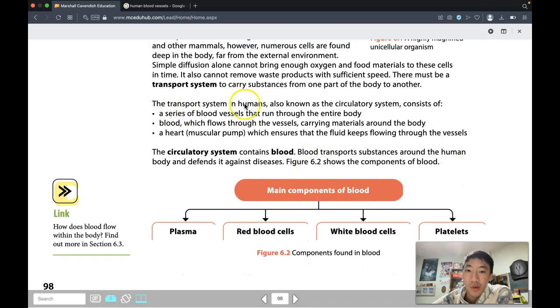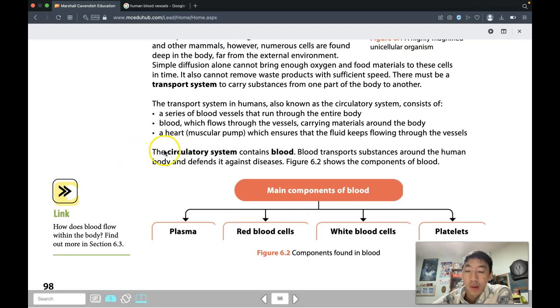The transport system in humans, also known as the circulatory system, consists of a series of blood vessels that run throughout the entire body. The blood vessels we know are your arteries, veins, and capillaries. And we have the blood itself, which flows through the vessels and carries materials around the body. We learn about the four components of blood. And lastly, the heart, which is a muscular pump which ensures that the fluid keeps flowing throughout the vessels.